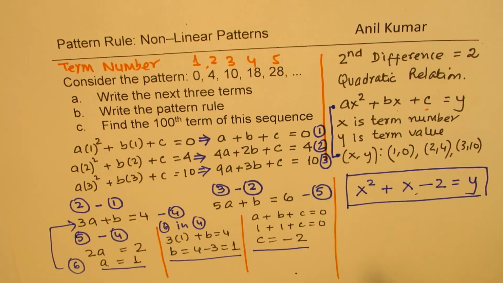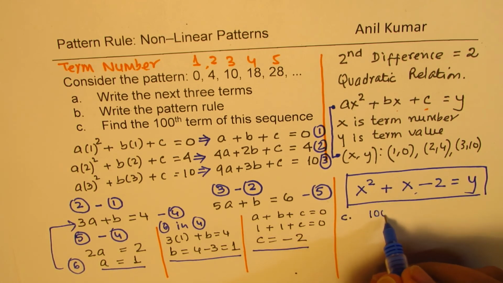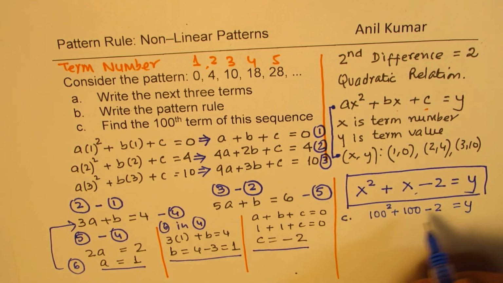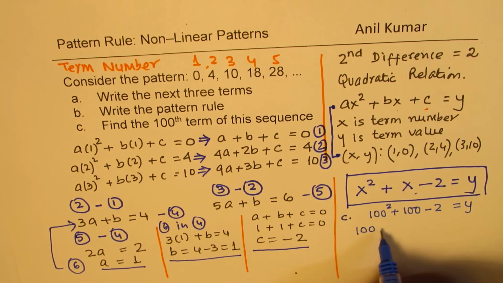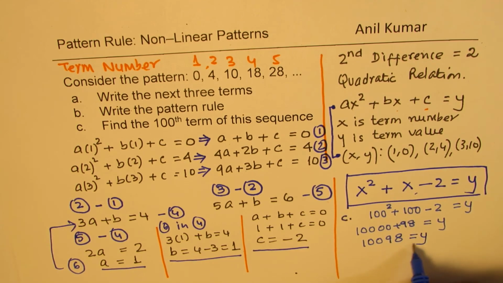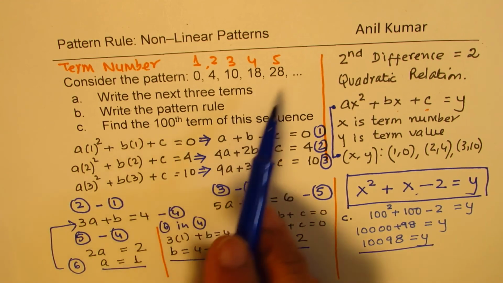You get the idea. Now, let's answer part C. So part C for us is to find the value of the 100th term, right? So if I put x as 100, I get 100 squared, right? Plus 100 minus 2 equals y, right? So which is 2 more zeros, plus 100, we can do plus 98 equals y. So we get 10098 as equal to y. Clear? So we get our answer as 10,098 is the value of the 100th term, right?